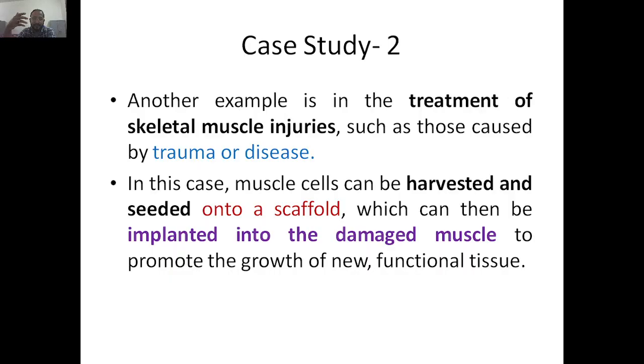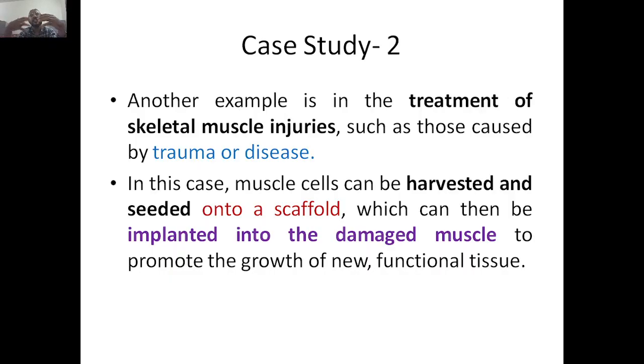case study that has been done and it succeeded. So again, they have got success in this. So in this case, what they have done, the muscle cells can be harvested and seeded onto the scaffold. Again, same procedure, seeded onto the scaffold, which can then be implanted into the damaged muscle. Wherever the skeletal muscle injuries are there, you go and just implant it. Okay, so this implanted muscle scaffold will promote the growth of new and functional tissue.